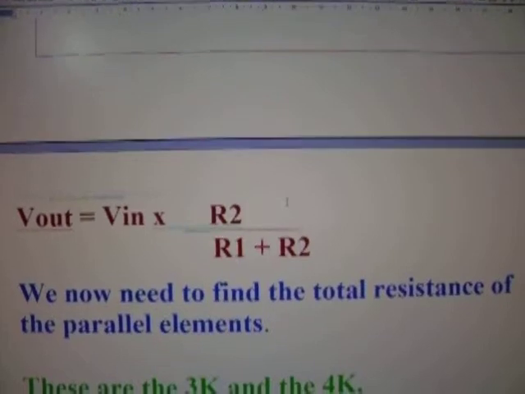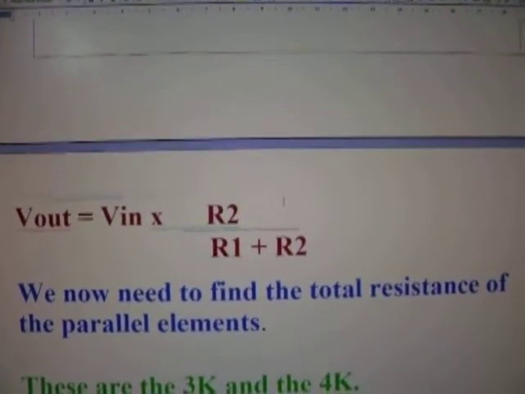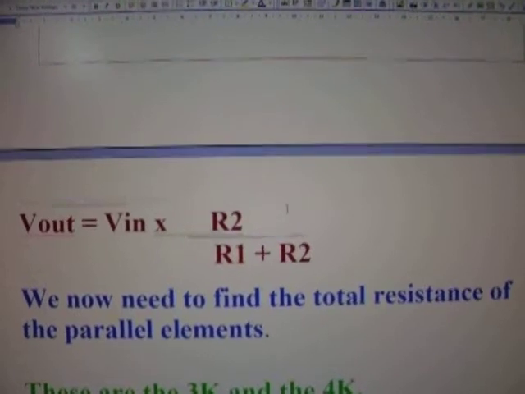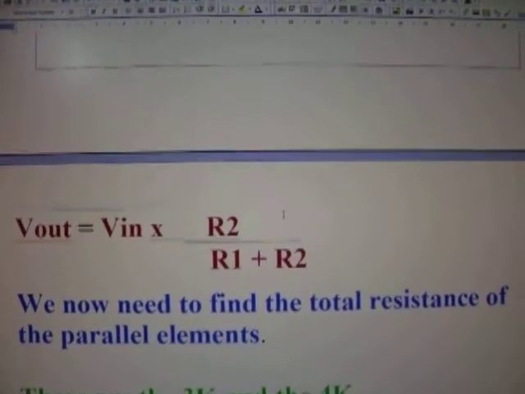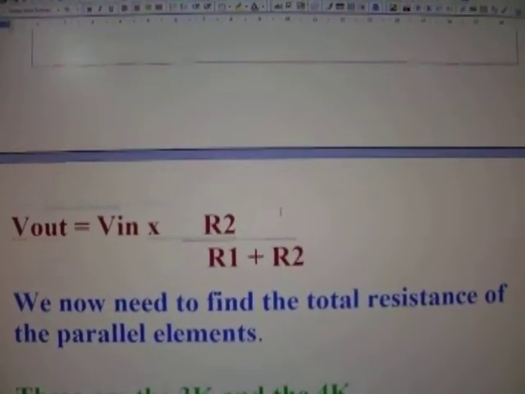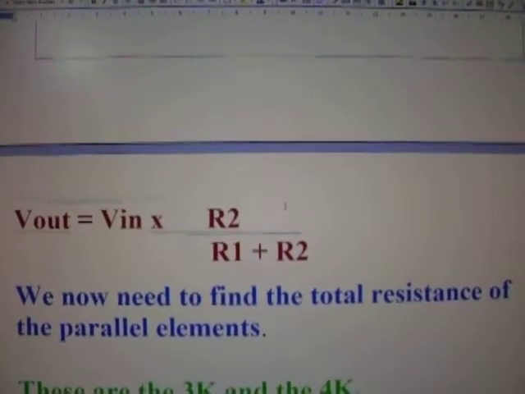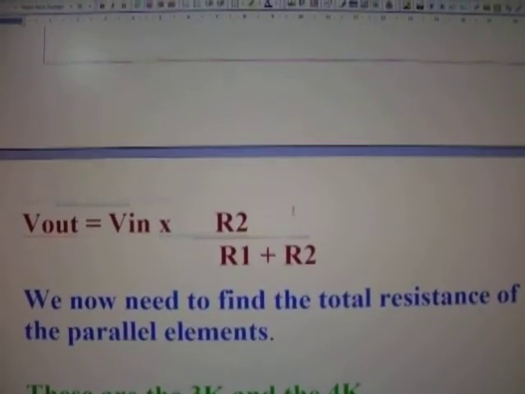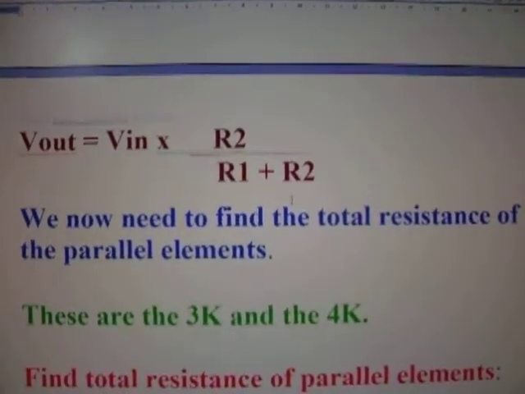Now VL equals V in times R2 over R1 plus R2. Now that is a constant formula, okay? Variations of the same formula have been made, or an additional resistor may have to be added or be taken into consideration in regards to this formula, okay?